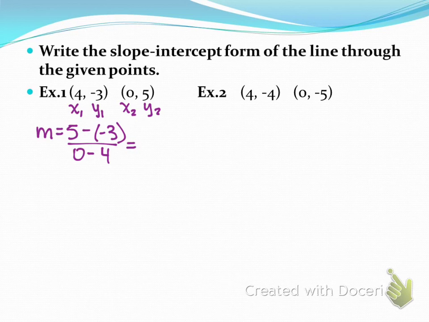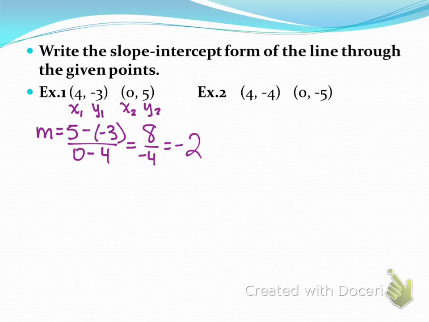5 minus negative 3 is a positive 8. 0 minus 4 is negative 4. What is 8 divided by negative 4? Negative 2.